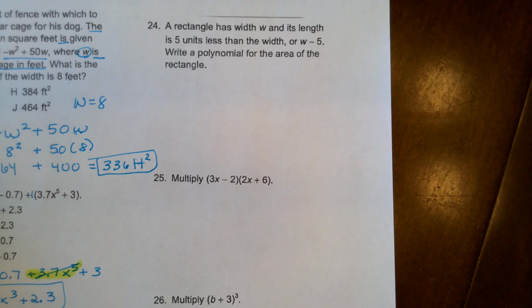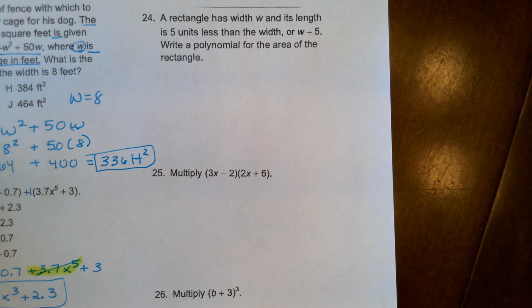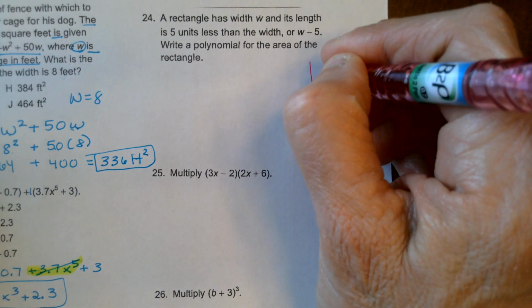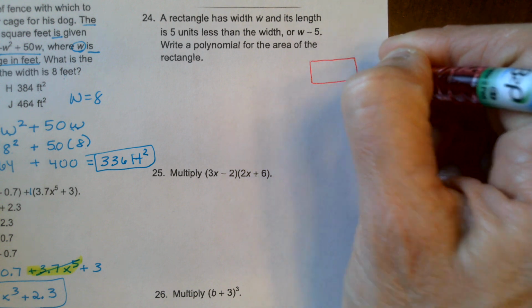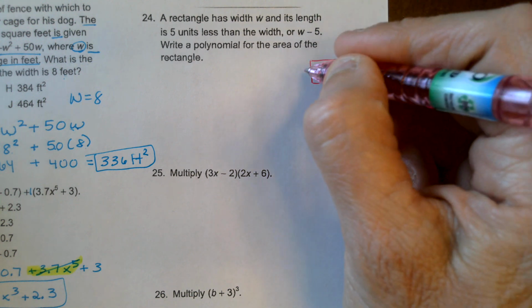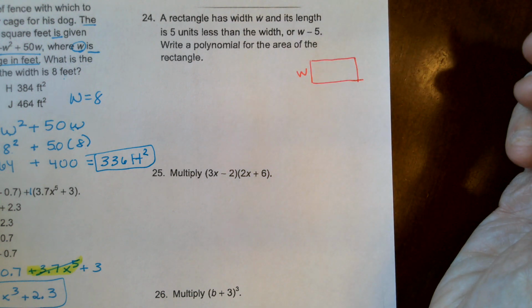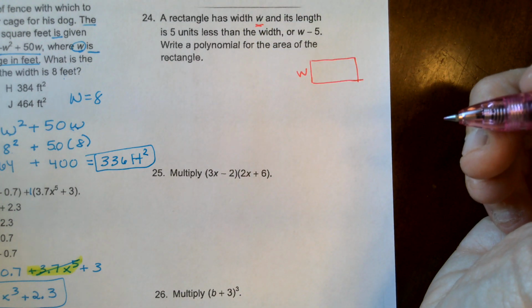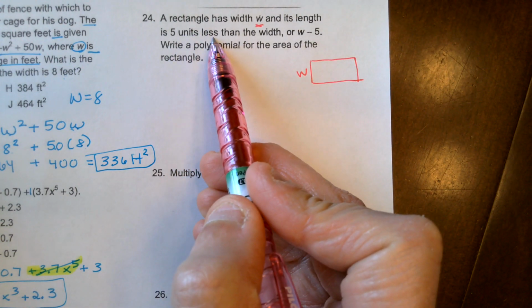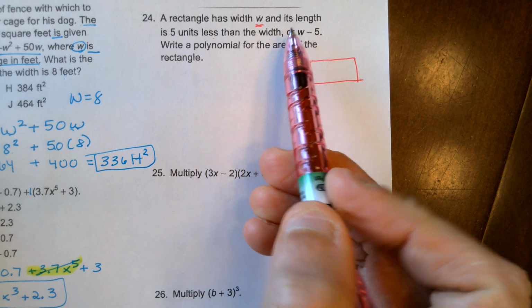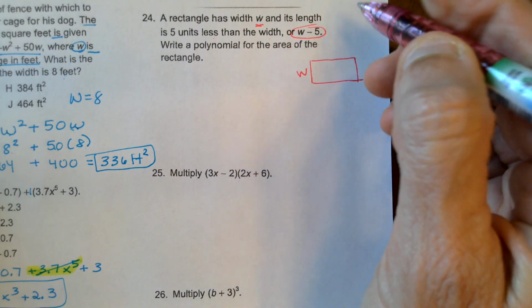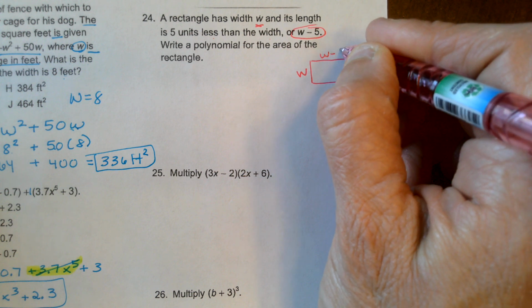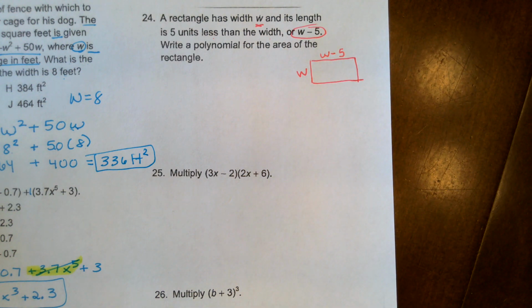All right. A rectangle has a width. As soon as you see something, draw yourself a picture. A rectangle has a width, so just assume that's the smaller side. Width, W. Label it. Its length is 5 units less than the width, and they give it to you right here. Not that you guys couldn't have figured that out on your own. 5 less than the width would be that.